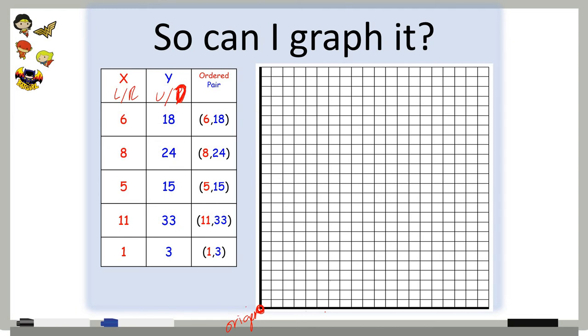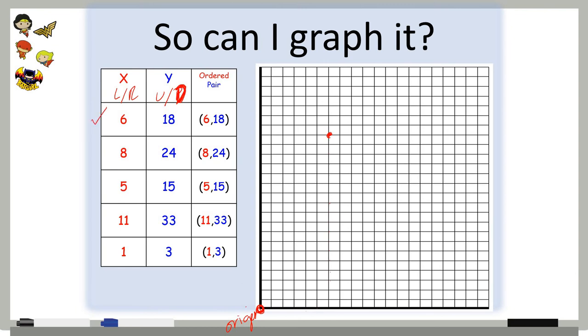So 1, 2, 3, 4, 5, 6, 7, 8, 9, 10, 11, 12, 13, 14, 15, 16, 17, 18. So I have to count each one of those lines as I go up. Okay, so I can check that one off.